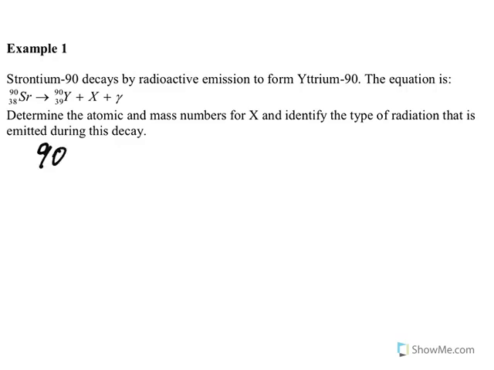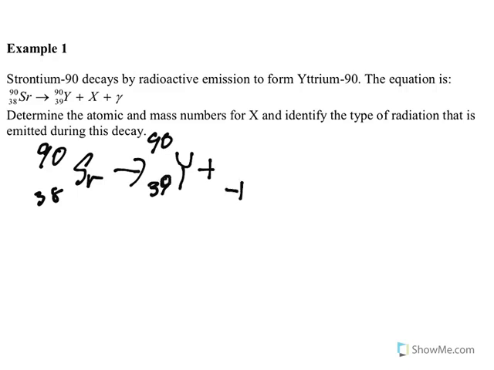All right, so I've got strontium 90, and it's going to yttrium 90. Then the atomic number has got to be a total of 38, so we're going to take one off and put a 0 up there. So the masses are going to stay the same. It looks like an electron, so a beta minus plus the gamma as well. All right, so what's emitted? A beta minus and a gamma are emitted.